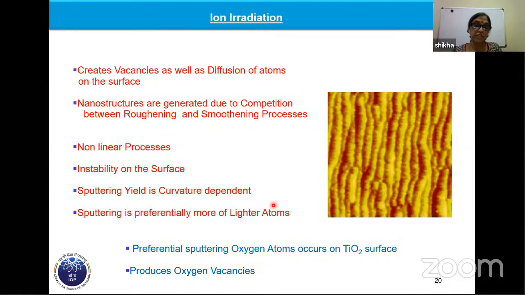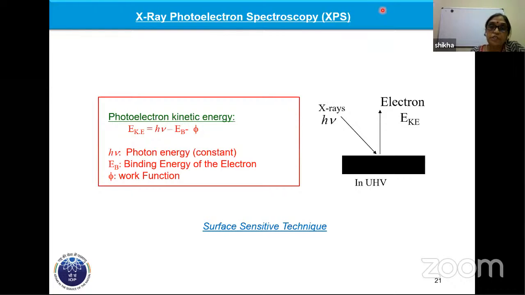So how does one see these oxygen vacancies? For that, we use a technique called XPS. In the case of XPS, X-rays bombard the surface and photoelectrons are generated. All this process happens in UHV. This is only a very simple picture. It happens in ultra high vacuum. You need vacuum to get these electrons and measure their kinetic energy.